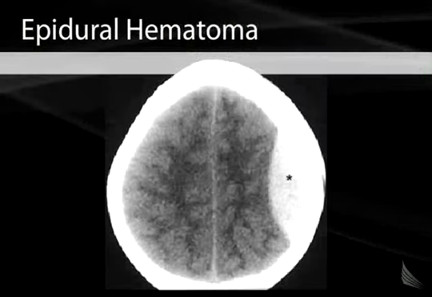Now, an epidural hematoma is demonstrated here on CAT scan. Not all is lost if you see this on a CAT scan. You may still be in the lucid interval. The idea is to immediately call neurosurgery to remove the blood clot and to stop the bleeding.